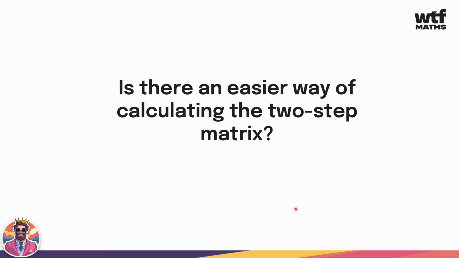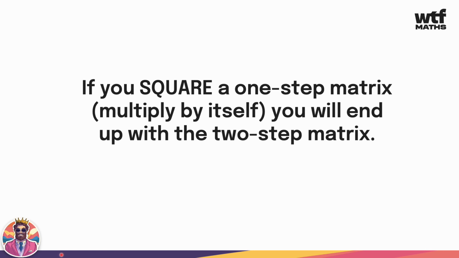So you might be wondering, is there an easier way of calculating the two-step matrix? It seems like a lot of work. If we had like 4 or 5 vertices, it gets pretty out of control. How can we do this faster? Well, if you square a one-step matrix, what I mean by that is you times it by itself, you will end up with a two-step matrix. It's really cool. So if you multiply your one-step matrix by itself, it'll give you the two-step matrix.